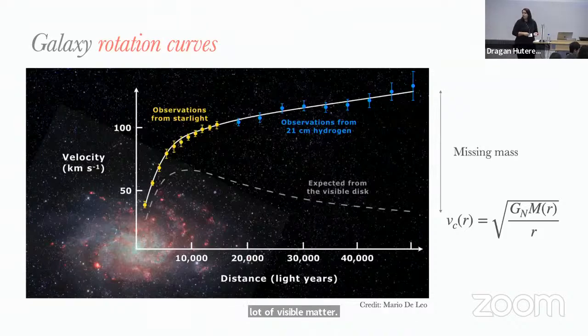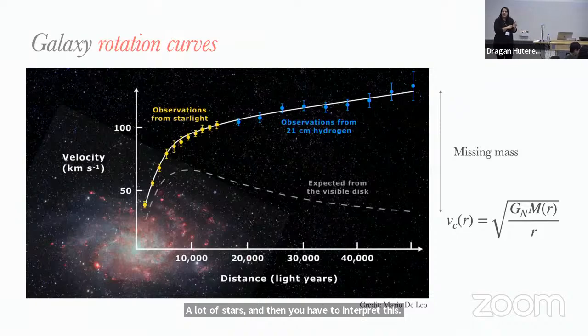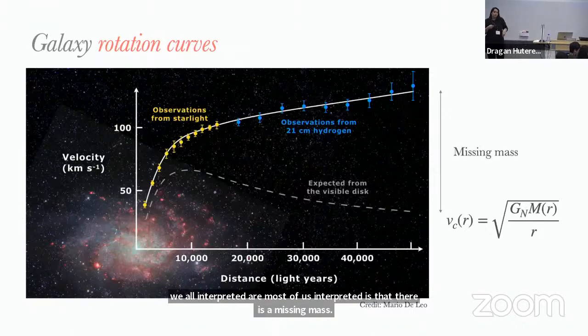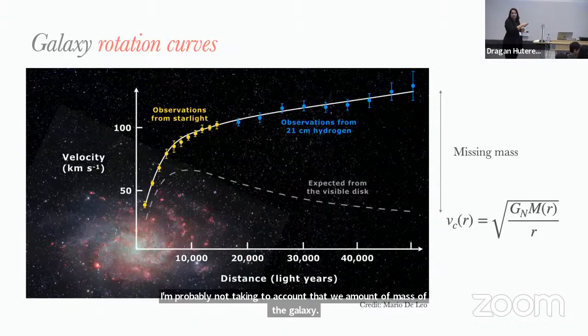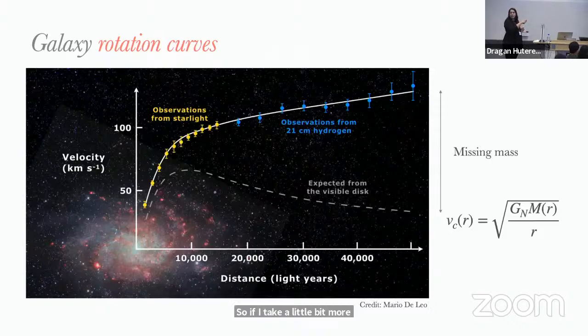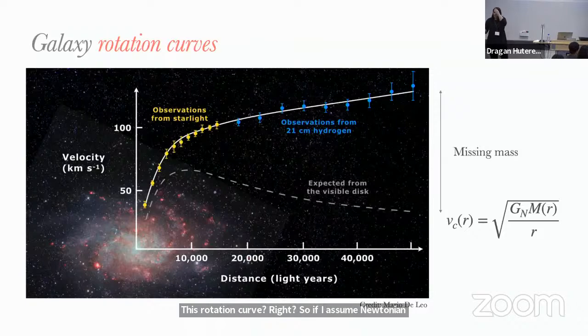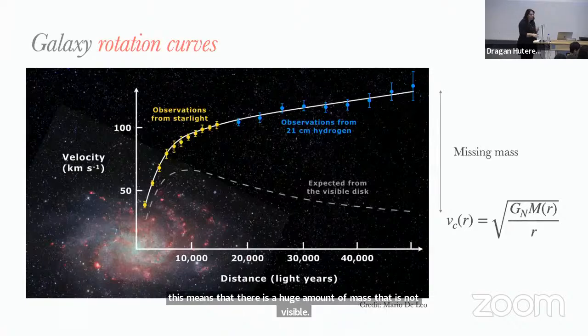And then you have to interpret this. You can interpret this in many different ways. The way most of us interpreted it is that there is a missing mass. So I'm probably not taking into account the real amount of mass of the galaxy. If I take a little bit more mass into account, I can then fit this rotation curve perfectly. So if I assume Newtonian physics is correct, I add more mass to my problem, and then I fix the rotation curve. This means that there is a huge amount of mass that is non-visible, non-ordinary, and then we call it dark matter.